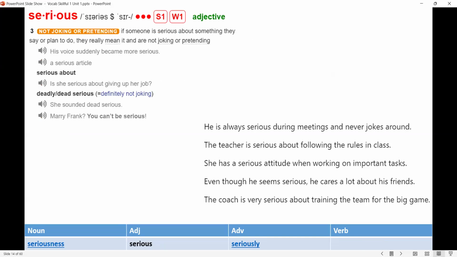Serious. When you're serious, it refers to your attitude. It means that something is so important for you that you do not joke around about it. It is very important and it is your top priority. So you're so focused. You do not joke around. Examples. Is she serious about giving up her job? Marry Frank? You can't be serious. He's always serious during meetings and never jokes around. The teacher is serious about following the rules in class. She has a serious attitude when working on important tasks.